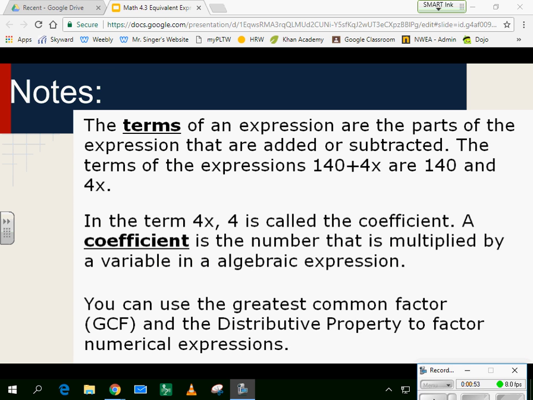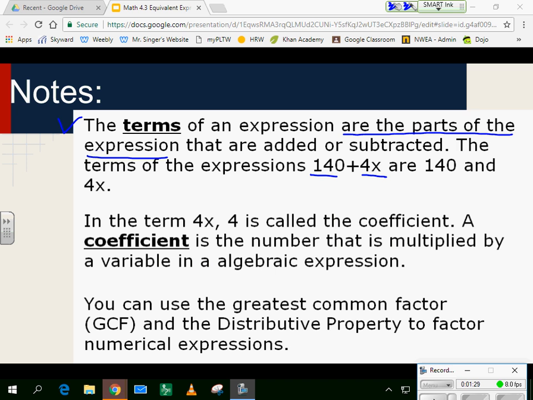So let's go back and review some of the vocabulary that we've had previously. I do want you to write these down. The terms of an expression are the parts of the expression that are added or subtracted. The terms of the expression I have here, 140 plus 4x, are 140 and 4x, the 2 terms that get added together.